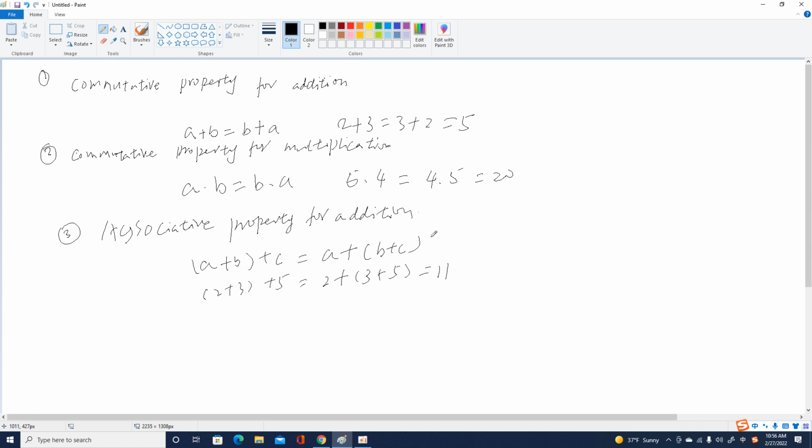For example, both of them can also equal this one, a plus b plus c. So that means you can remove the parenthesis. Okay.